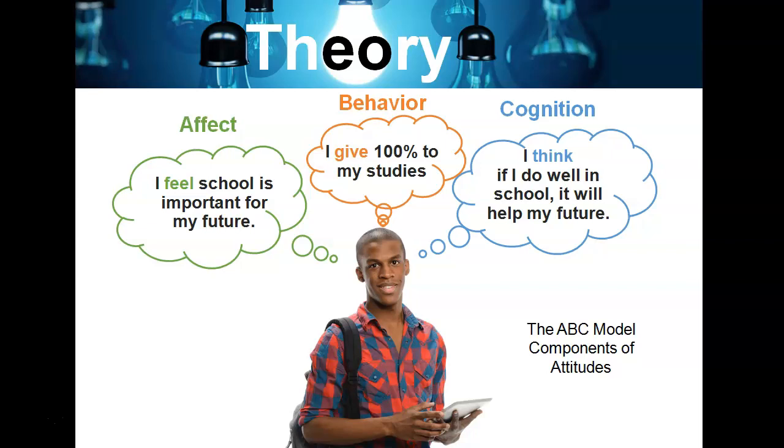So the example here: the affect is I feel school is important for the future. So that's how they feel about school. Their behavior is that they give 100% when they're studying. They try hard in school. And then their cognition is I think if I do well in school, it will help my future. So chances are they have a positive attitude towards school because of these three components. And so that's one of the theories out there for what forms an attitude and why we have certain attitudes.